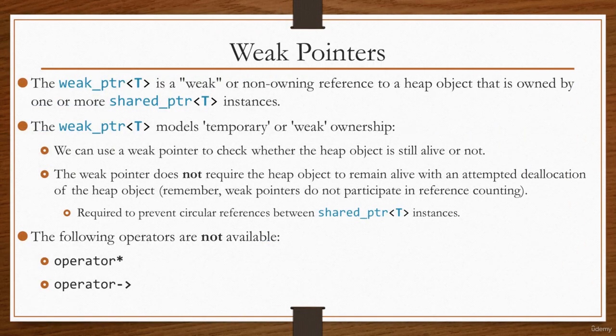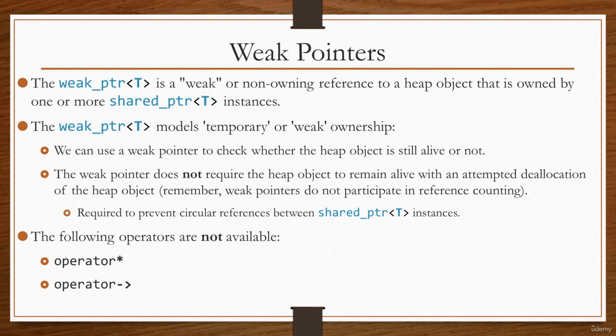Alright, so the weak pointer is a weak or non-owning reference to a heap object that is owned by one or more shared pointer instances. Okay, the weak pointer models a temporary or weak ownership. And with this, we can use the weak pointer to check whether the heap object is still alive or not. So it's kind of like a reference, but at the same time, it's not an alias for a shared pointer, because there are some operators that are not available for the weak pointer, such as the dereferencing operator and the arrow member access operator.